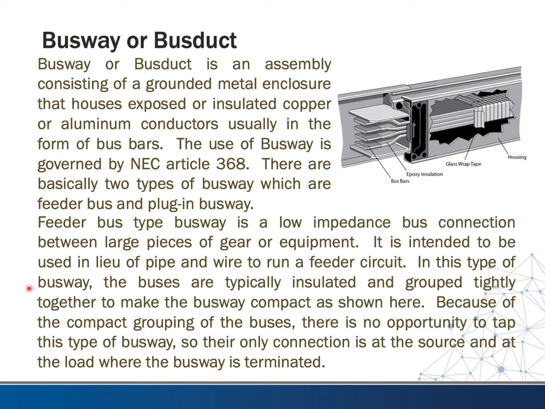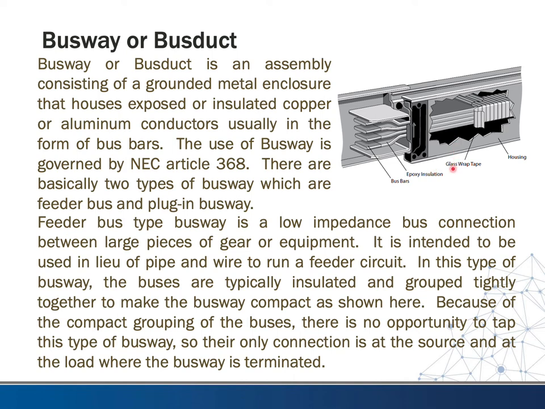In this type of busway, the buses are typically insulated and grouped tightly together to make the busway compact as shown here. So in this picture, you can see the busways compactly together as they're insulated. Because of the compact grouping of the buses, there's really no opportunity to tap this type of busway. So their only connection is at the source and at the load where the busway is terminated. So again, this is designed to take the place of feeder conductors and feeder conduits.